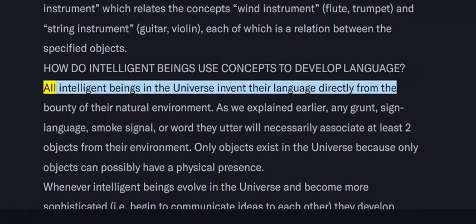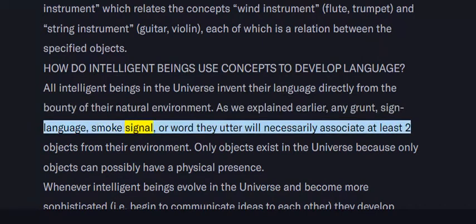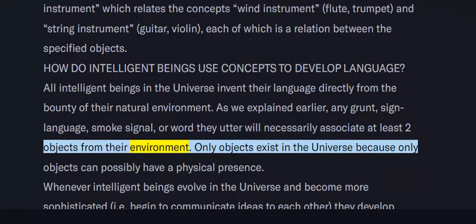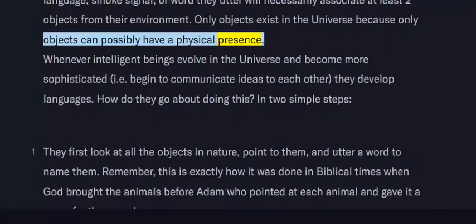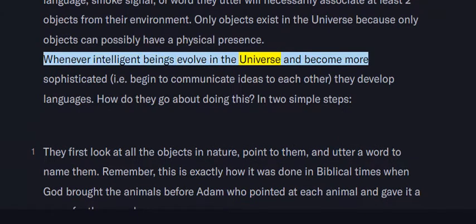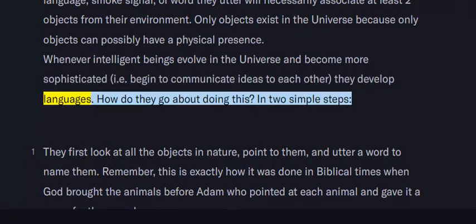All intelligent beings in the universe invent their language directly from the bounty of their natural environment. As we explained earlier, any grunt, sign language, smoke signal, or word they utter will necessarily associate at least two objects from their environment. Only objects exist in the universe, because only objects can possibly have a physical presence. Whenever intelligent beings evolve in the universe and become more sophisticated, i.e. begin to communicate ideas to each other, they develop languages.